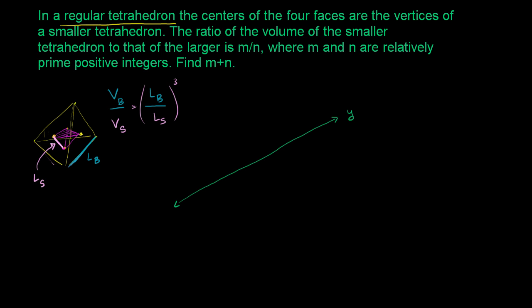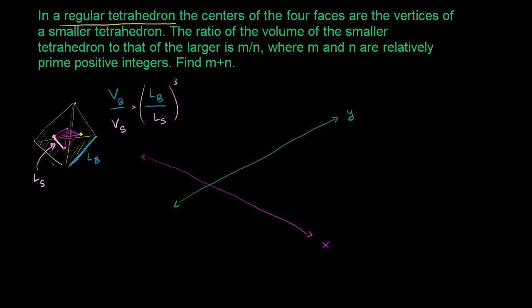Let's make my x-axis do something like this. So let's say that is the x-axis. And then you're going to have your z-axis go straight up and down. And actually, I won't draw that yet. What I want to just draw right now is the base of the larger tetrahedron.